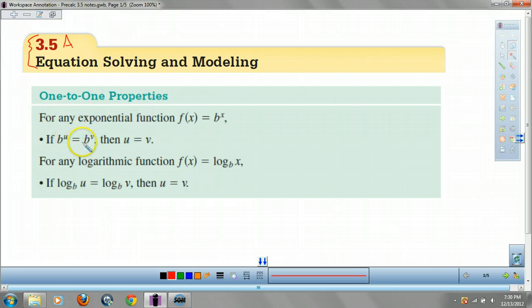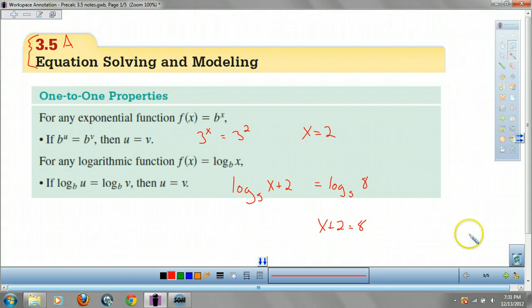It says that if b to the u equals b to the v, then u equals v. We've already been kind of doing that. Like if you have 3 to the x equal to 3 to the 2, well, then x equals 2. Okay? And same thing's true with logs. If you have log base b of u equals log base b of v, then u equals v. That's all there is to it. So if I have log base 5 of x plus 2 equal log base 5 of 8, then x plus 2 equals 8. Pretty basic stuff, guys. Let's do some examples.